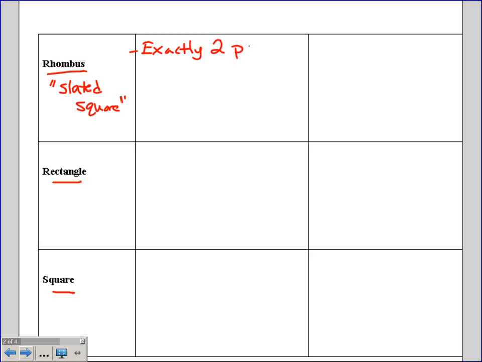It has exactly 2 pairs of parallel sides. We already talked about that. You know what? It's a parallelogram. I'm not going to write that down. I'm sorry, I'm writing it. It's a parallelogram, so it already has that characteristic, because every parallelogram is going to have exactly 2 pairs of congruent parallel sides. I'm just going to write this: all sides congruent.